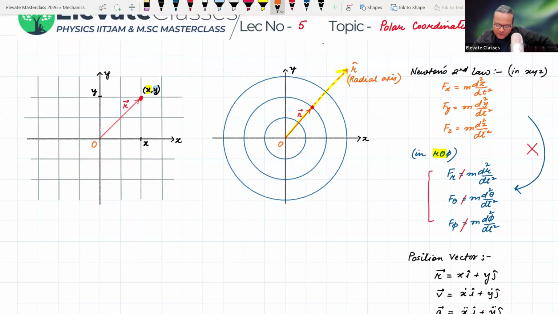And the transverse axis, all right, the transverse axis is simply perpendicular to this radial axis here. So you can go from here to here. So this is theta cap. Okay, theta cap is the transverse or the angular, tangential direction or axis.